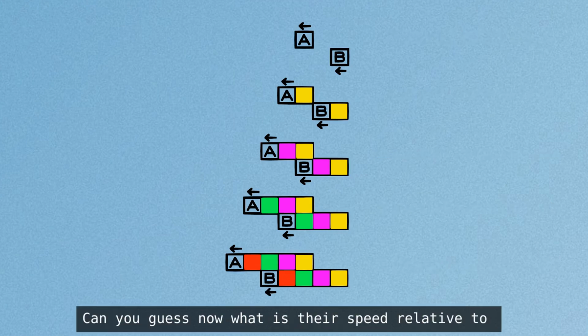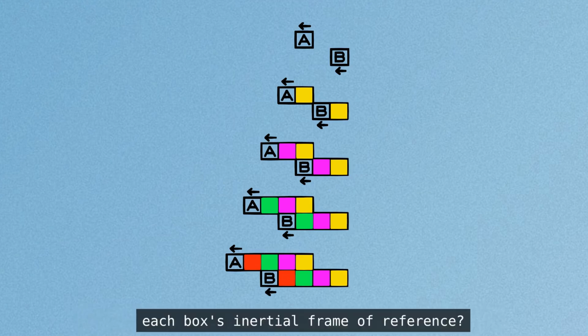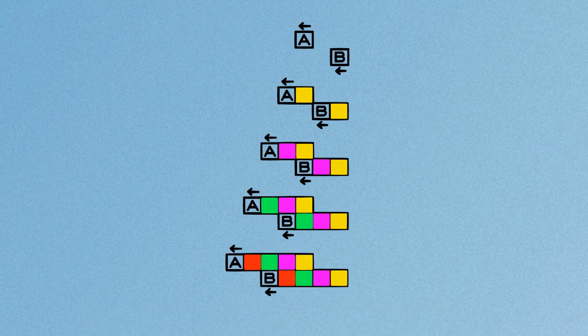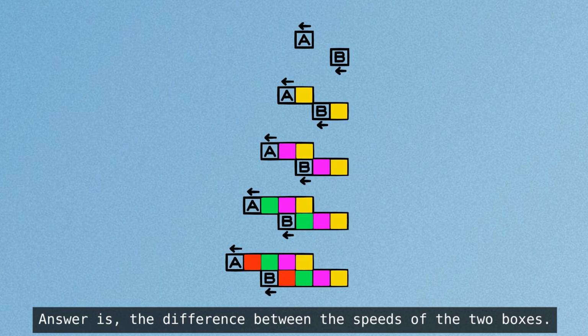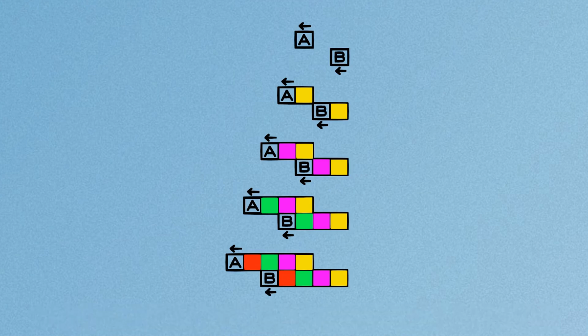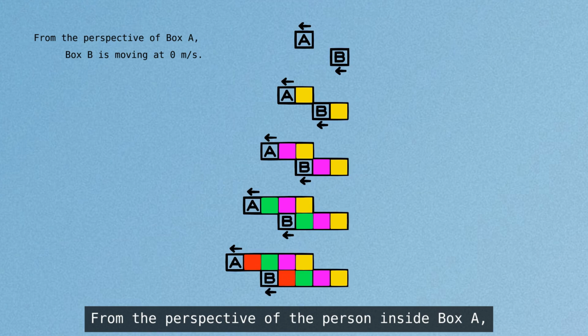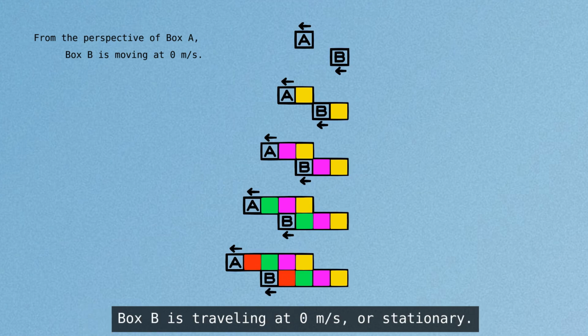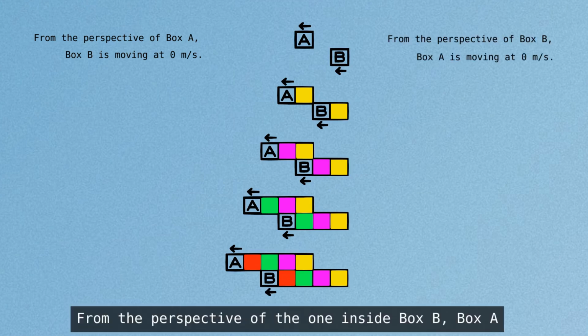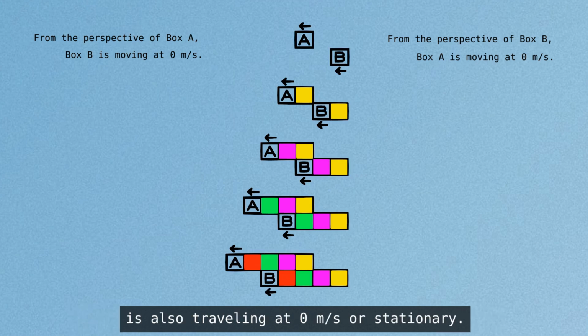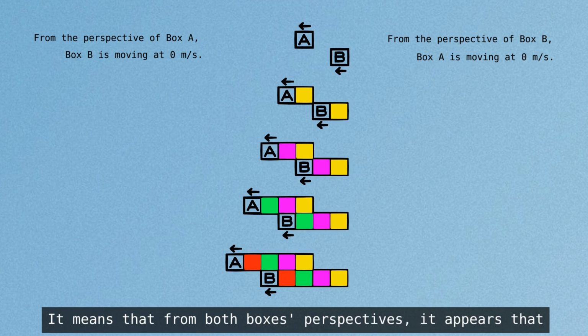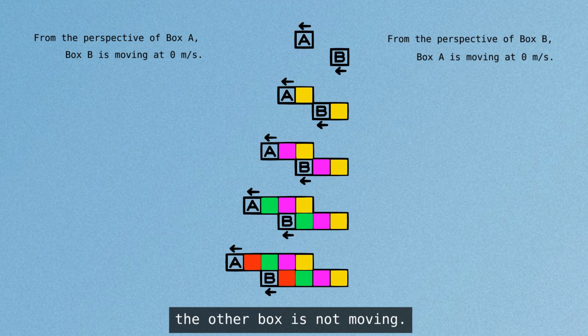Can you guess now what is their speed relative to each box's inertial frame of reference? The answer is the difference between the speeds of the two boxes. From the perspective of the person inside box A, box B is traveling at 0 meters per second, or stationary. From the perspective of the one inside box B, box A is also traveling at 0 meters per second, or stationary. It means that from both boxes' perspectives, it appears that the other box is not moving.